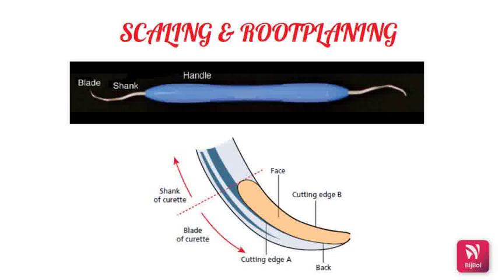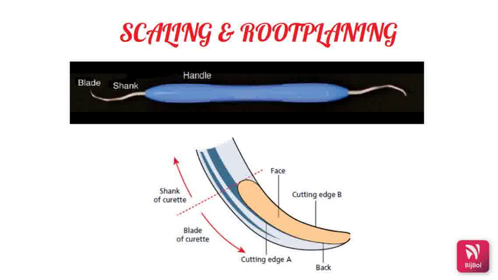The instruments used for scaling and root planing are sickle scalers, curettes, hoe, chisel and file scalers, and ultrasonic and sonic instruments. The first instrument you see here is the curette, which is a fine instrument used for subgingival scaling, root planing, and the removal of the soft tissue lining the pocket.